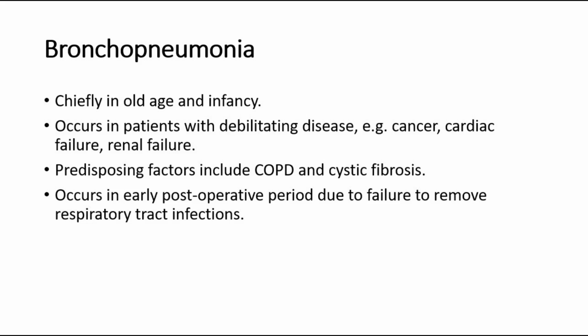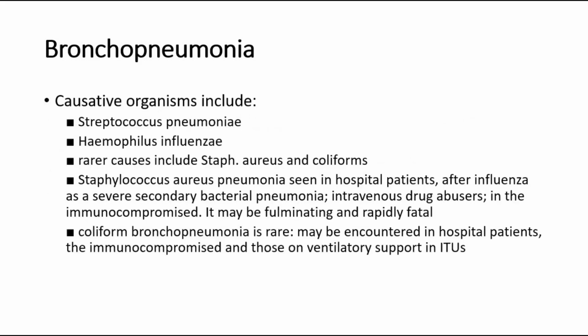It also occurs in the early postoperative period due to failure to remove respiratory tract infections. Causative organisms include Streptococcus pneumoniae, Haemophilus influenzae, and rarer causes include Staph aureus and coliforms. Staphylococcus aureus pneumonia is seen in hospital patients, after influenza, as a severe secondary bacterial pneumonia. Also seen in intravenous drug abusers. And in the immunocompromised, it may be fulminating and rapidly fatal.